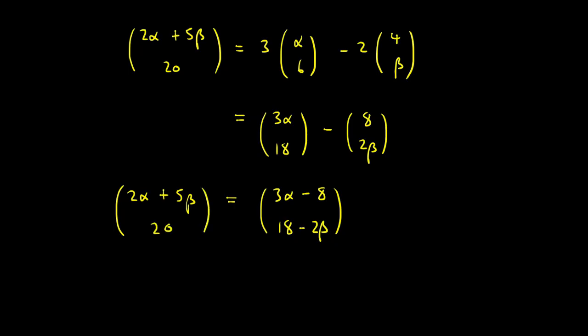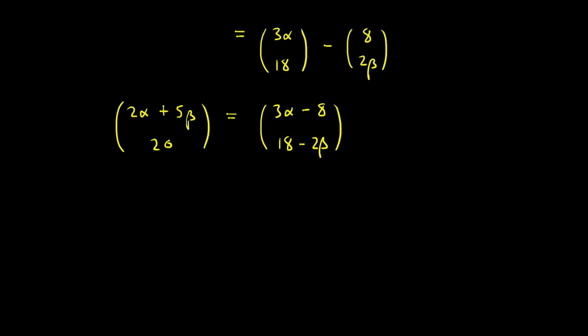Now, if we've got two vectors which are equal, what does that mean? It means that the i components, the horizontal components, must be the same, and also the j components, the vertical components, must also be the same. So in other words, we know that 2 alpha plus 5 beta is equal to 3 alpha minus 8, and we know that 20 is equal to 18 minus 2 beta.